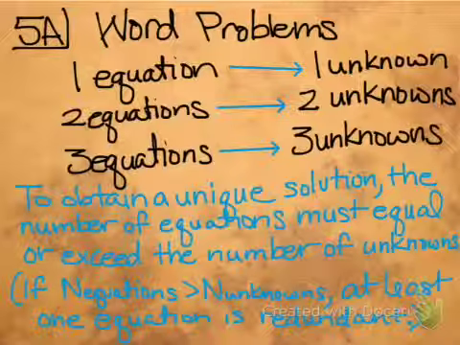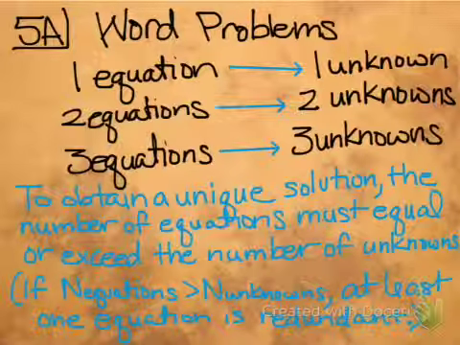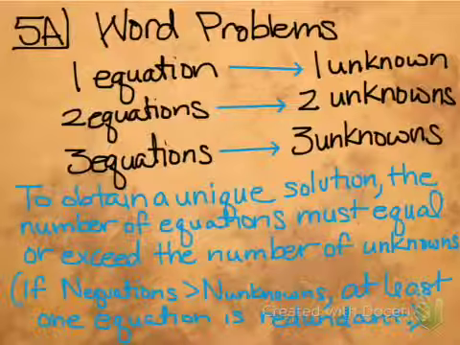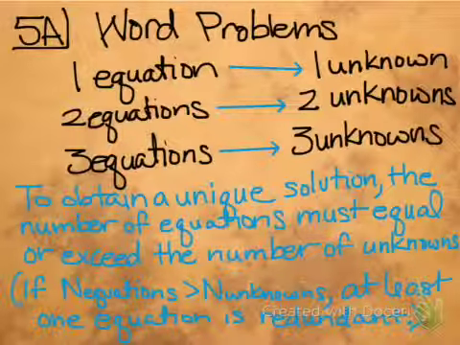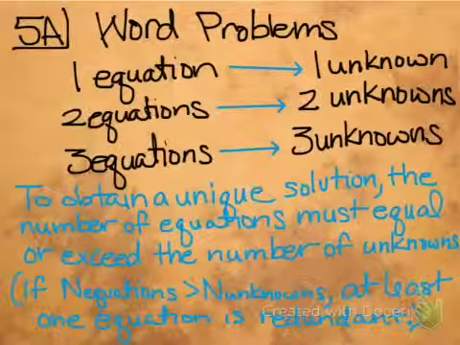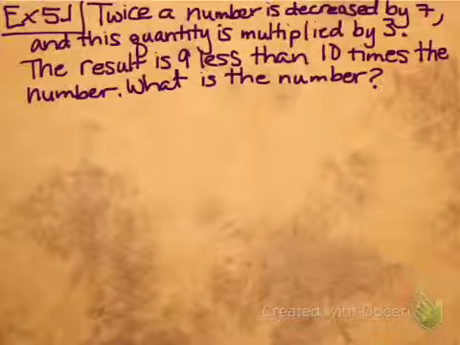if the number of equations is bigger than the number of unknowns, at least one of your equations is redundant, meaning you don't necessarily need it. So that's just something to keep in mind in general about word problems. Now we'll get a little bit more specific about these word problems. To solve these, we're just going to go through some examples and then solve them and talk about how to solve them.